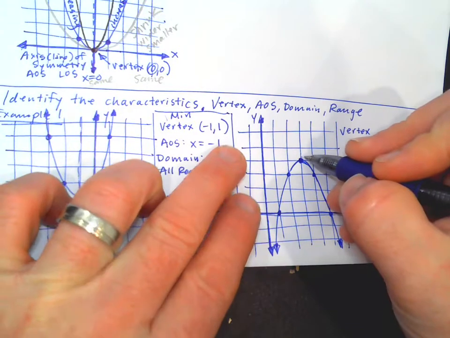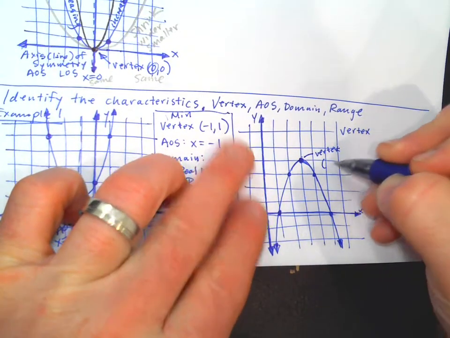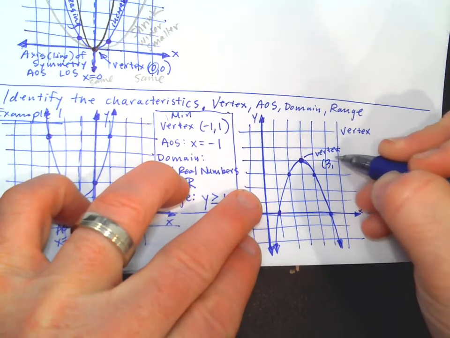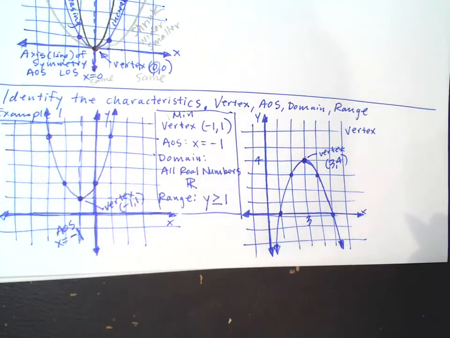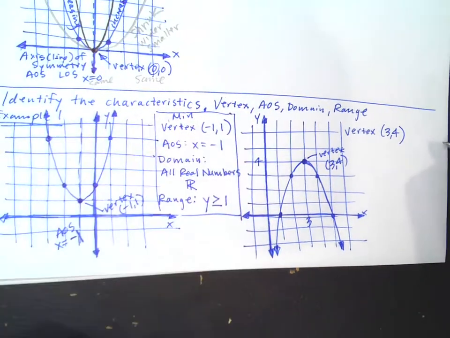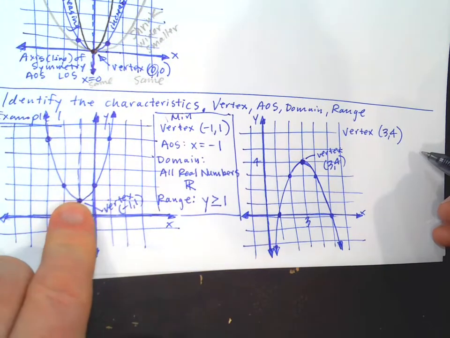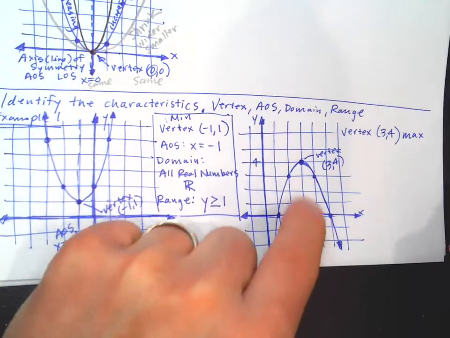Okay. So we need the vertex. So this is the vertex right here. It's that extreme point. And this one is at 3, 4. The x value is 3. The y value is 4. x first, y second. So 3, 4. Is it a max or a min? Last one was a min. It was the bottom. It was the lowest point. This one's the highest, the top. This is the max.